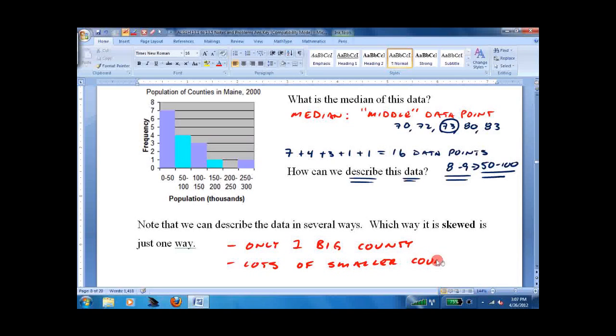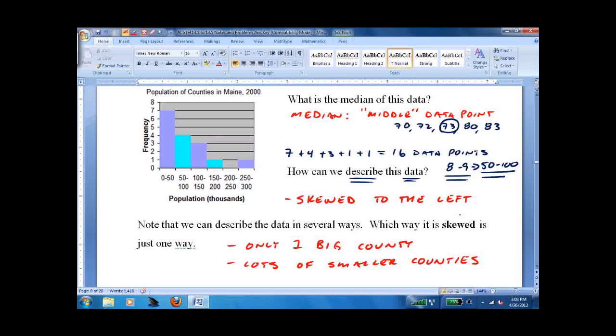Maine is not exactly overpopulated. Very beautiful if you've ever been there, but it's a very rural, small town feel. But what we do when we see this big data point off to the left, we say it is skewed to the left. And all that means is that the data kind of bunches up on the left side.